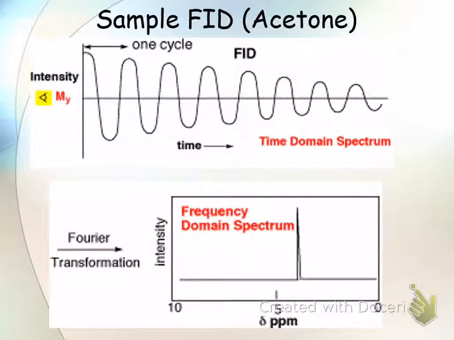When you transform this using a Fourier transform into the frequency domain, so again, parts per million is our frequency domain, you have a single peak for acetone. Why do you have a single peak for acetone? What's the structure of acetone? Like this, right?